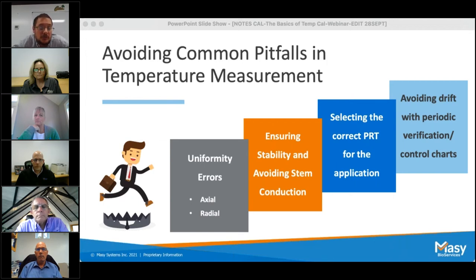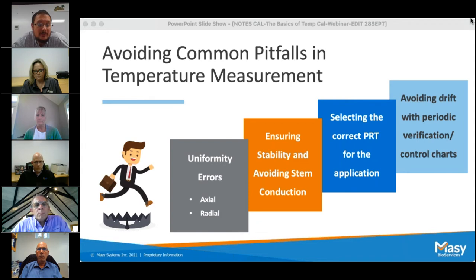Also, most thermometers have a minimum insertion depth. If you can't insert the thermometer all the way, you'll probably have what's called stem conduction, where some of the heat actually bleeds out of the stem and into the outside air. You can apply this to a temperature measurement in an oven. If you're going to calibrate that oven and you're placing your PRT in a different spot than where your product normally sits, you might get some of that uniformity error. You want to make sure that your standard is placed in the same spot as where your product is.